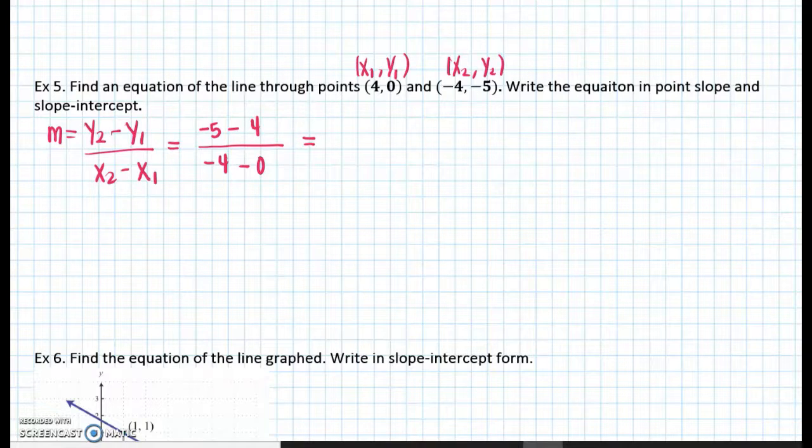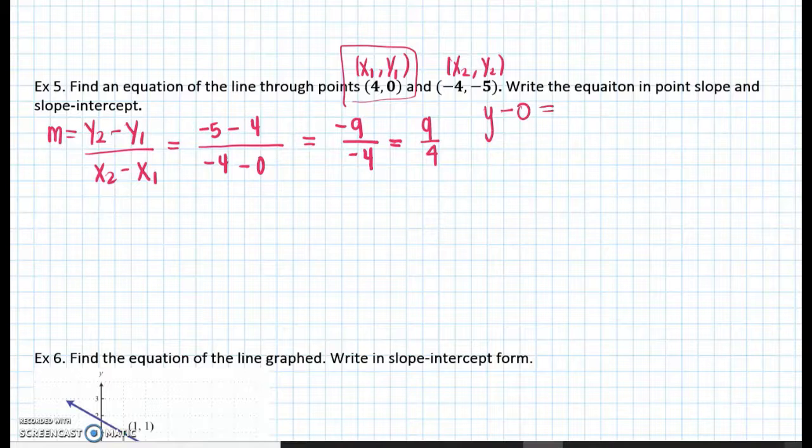We get negative 5 minus 4. That's a negative times a negative. So when you have a negative minus a negative, you add them up and you keep the negative. All right. Then I get negative 4 on the bottom. Then I have a negative divided by a negative. So that's going to give you positive 9 over 4. All right, so now I have the slope and I have a point. I'm going to use this point right here. So my point slope form is going to be y minus 0 equals the slope 9 over 4 and x minus 4. So that's my first answer.